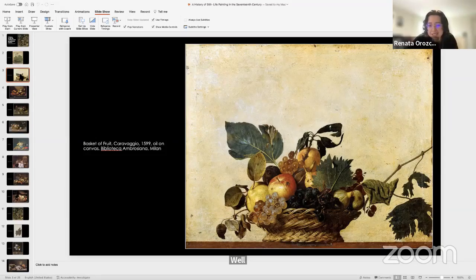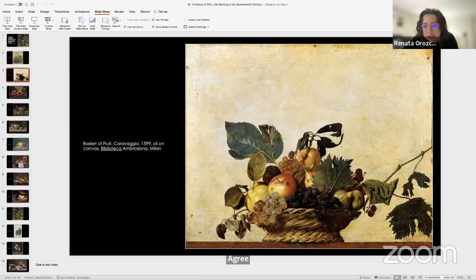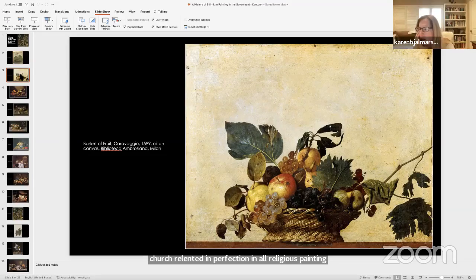Elliot asks or comments: it was my understanding that defects in life appeared when the church relented imperfection in all religious painting. Agree? I'm sorry, could you repeat that question? Yes, it was my understanding that defects in life appeared when the church relented imperfection in all religious painting. Agree? Gosh, that's a complicated question. I'm not quite sure if I understand it correctly.